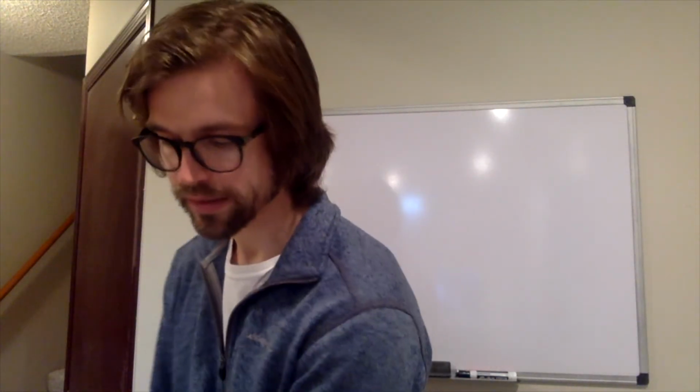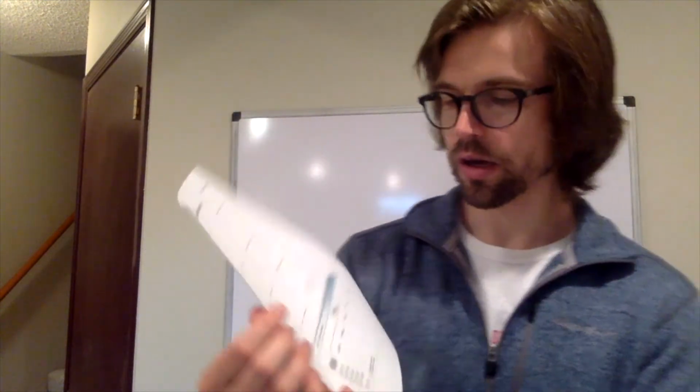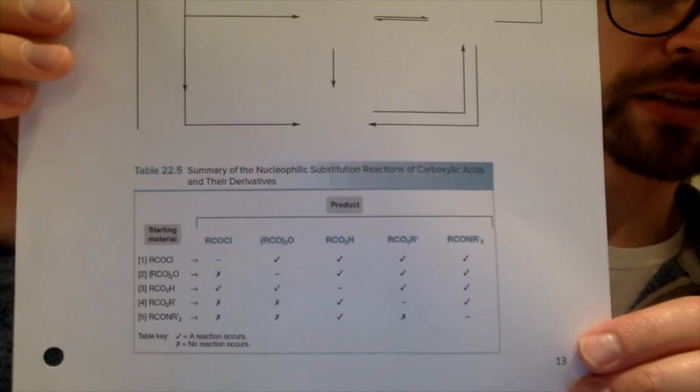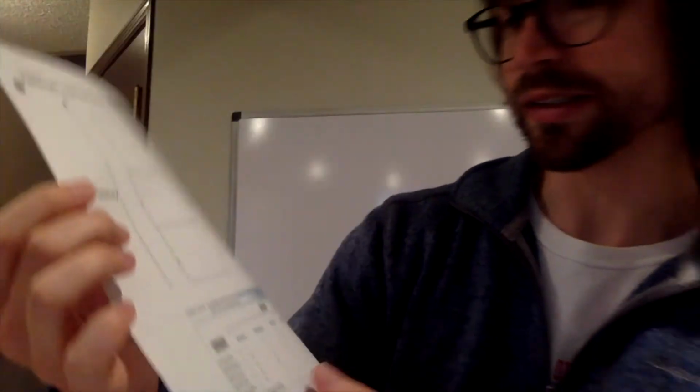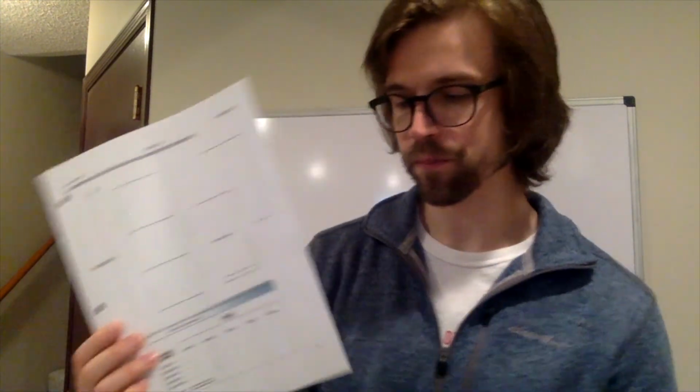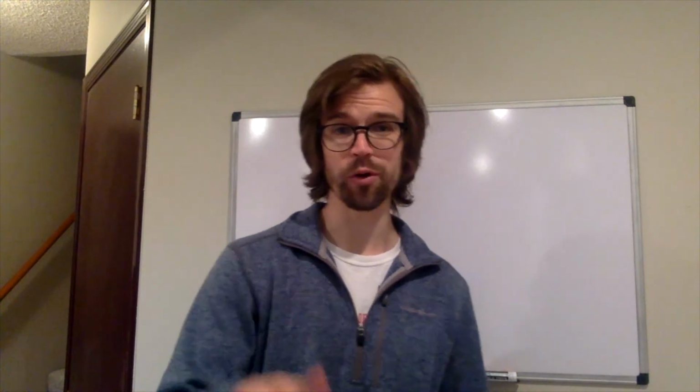Below that is a table from your textbook, a summary of all the different reagents and which directions you can go. You can see it's table 22.5, but it's kind of a table version of what we just filled in here. But hopefully you thought it through. I think it's a really important exercise for you to try to think through, how do we get from this one to this one? How do we get from this one to this one? Et cetera, et cetera.